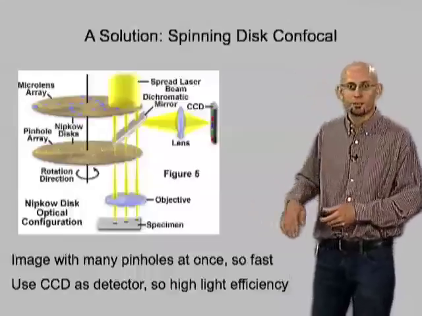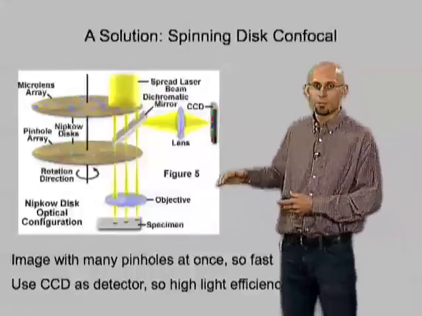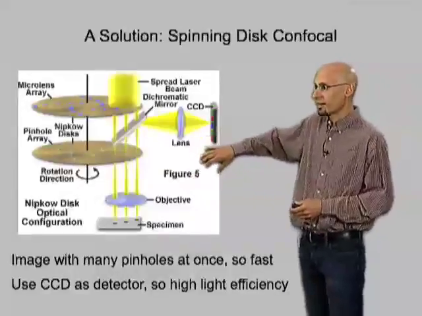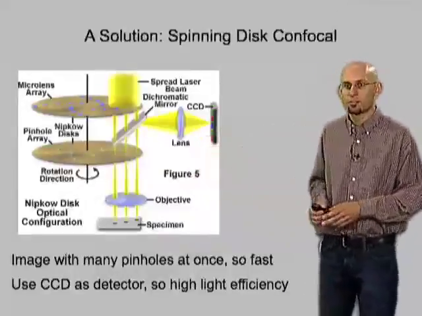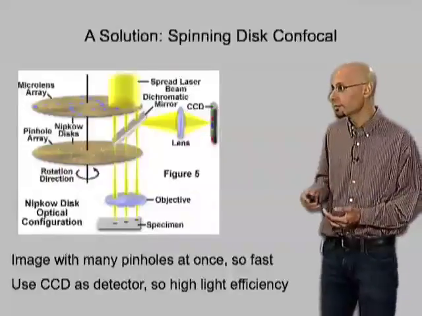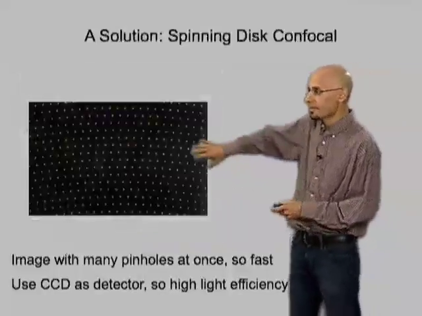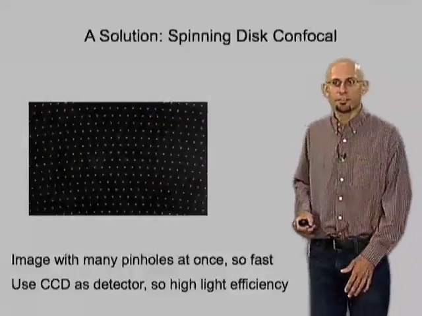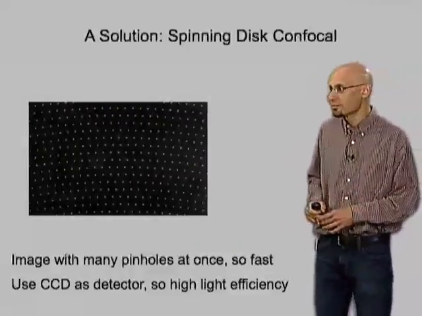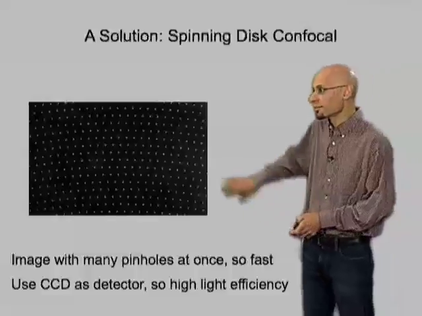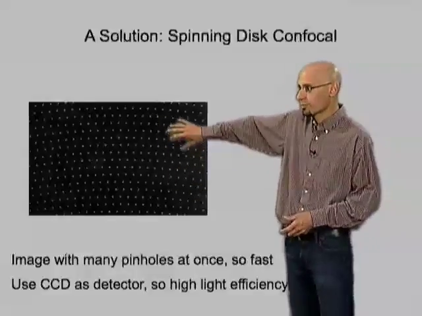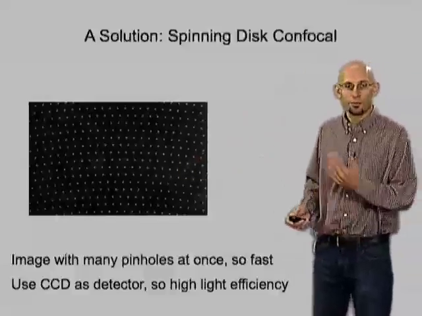So we've eliminated our speed problem by replacing one pinhole with many. We've also increased our sensitivity by using a highly sensitive CCD camera instead of our not-so-sensitive photomultiplier tube. Here's what the disk actually looks like. This is an image taken of the disk of the spinning disk confocal we have in the imaging center, just by stopping the rotation. You can see there's this spiral grid of pinholes, and they're arranged so that when this is rotated, they sweep out over the whole image.